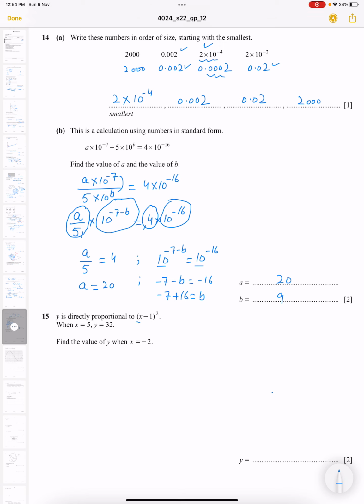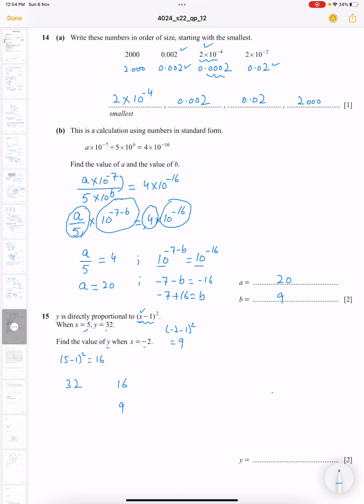Y is directly proportional to x minus 1 squared. Now when x is equal to 5, y is equal to 32. So when x is 5, if you put x as 5 in this expression, we get 5 minus 1 squared, which is 16. So when y is 32, the value of the expression is 16. We have to find out the value of y when x is minus 2. Let's put minus 2 in place of x here. Minus 2 minus 1 squared, that will be minus 3 squared, which is 9.